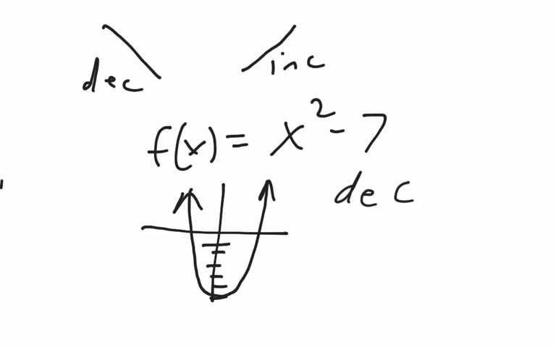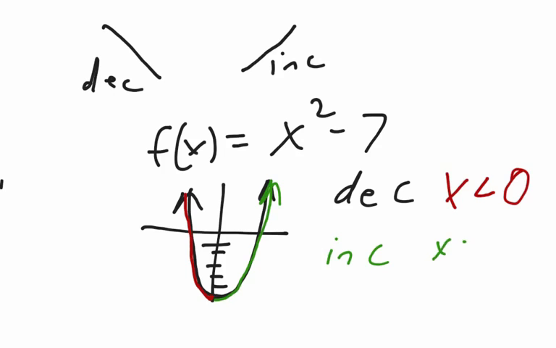So this graph starts out decreasing, because here I'm going down, I'm going down, I'm going down until I get to right about here, which is at x is 0. And then after 0, we are going up, so we're increasing when x is bigger than 0. Remember, we're only going to be looking at the x values, not the y values.